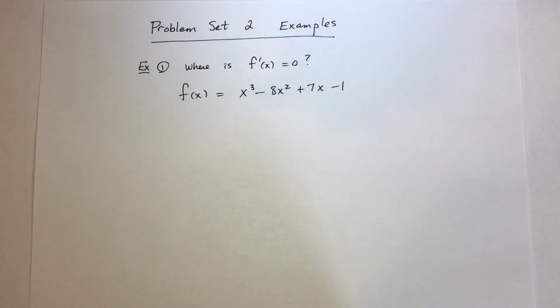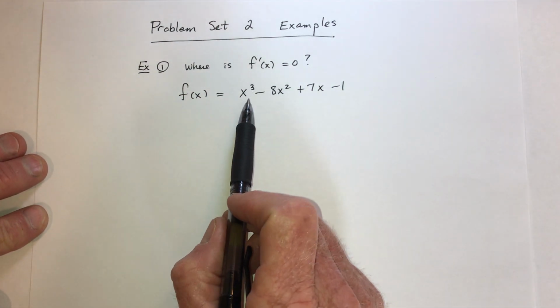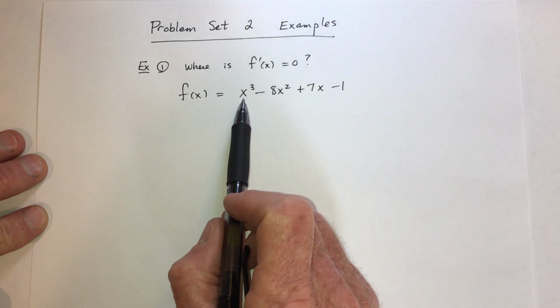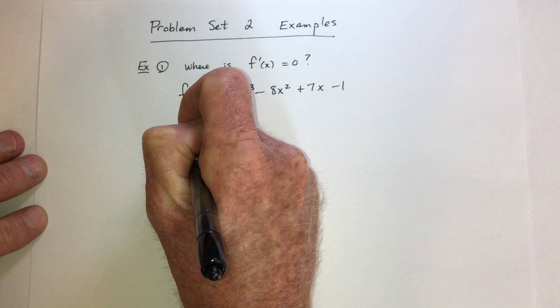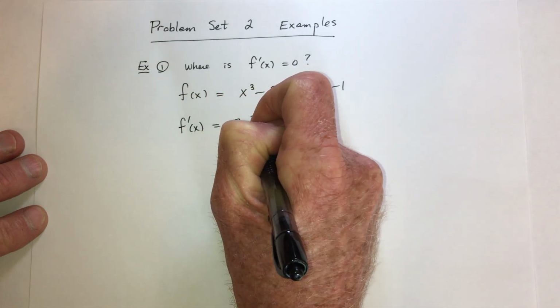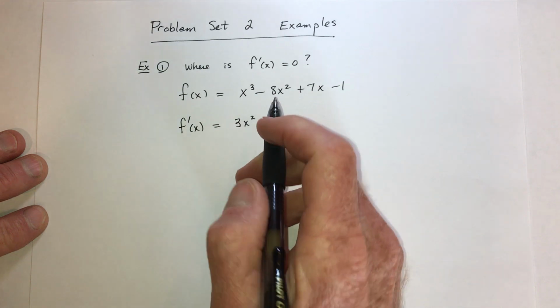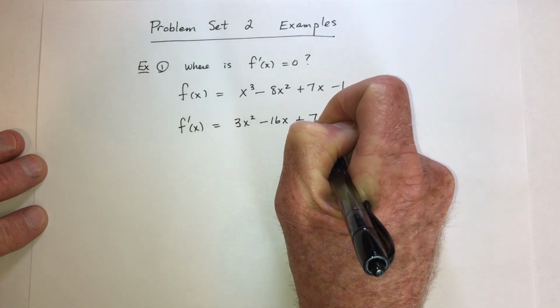All right, time for more fun with the problem sets. Problem set number 2. Where does the derivative equal 0? So here's the function that I'm talking about, and we'll use the power rule to take the derivative. So we've got 3x squared. For this, bring the 2 down. That's going to be minus 16x, and then plus a 7.